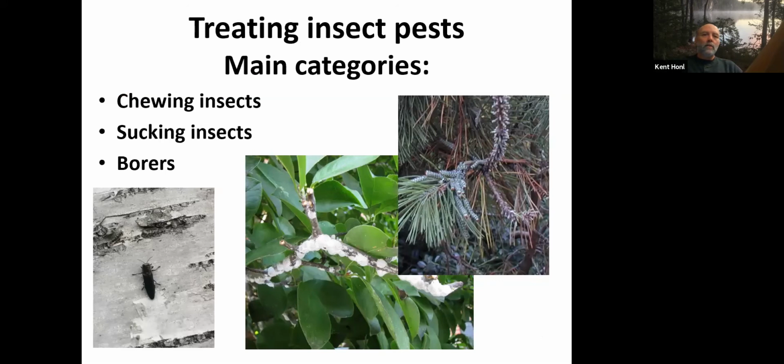So bringing it into the actual categories, for my branching pattern that we looked at earlier, I mapped it into chewing insects, sucking insects, and borers. So what does that look like?